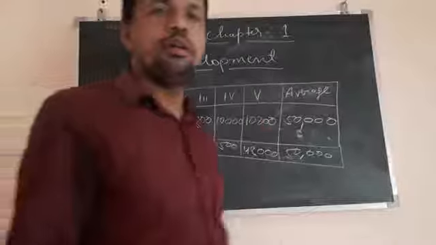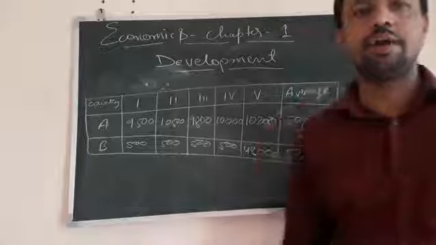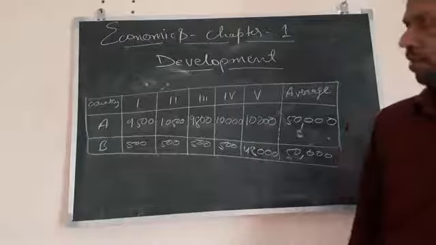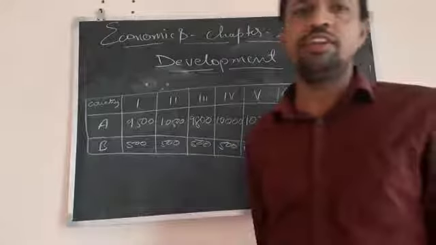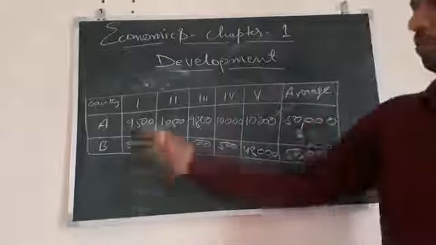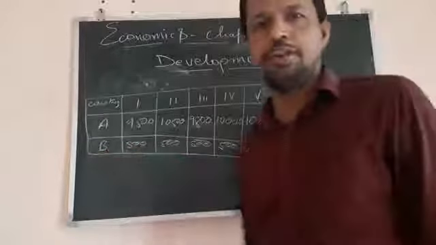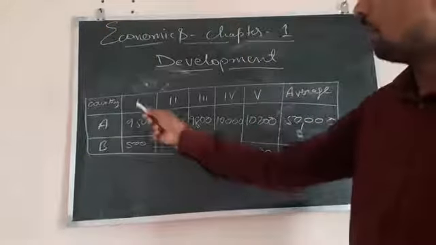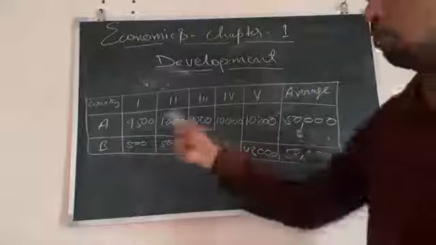Now, in the previous class we were talking about the national income, per capita income, average income. Let me explain average income by taking the example of two nations. Here country A and country B are there. We have taken five people to calculate the average income of both the countries.